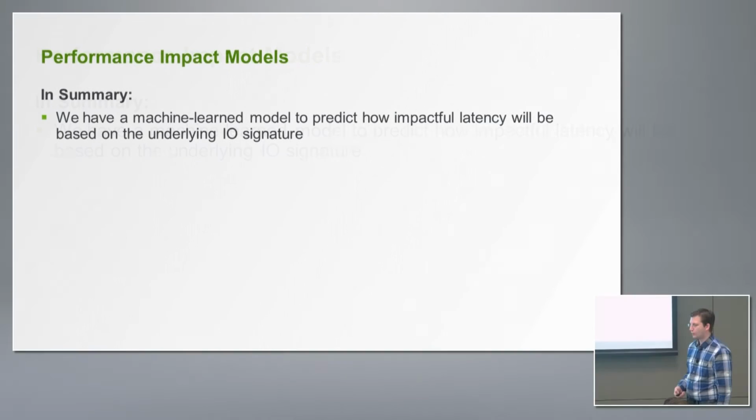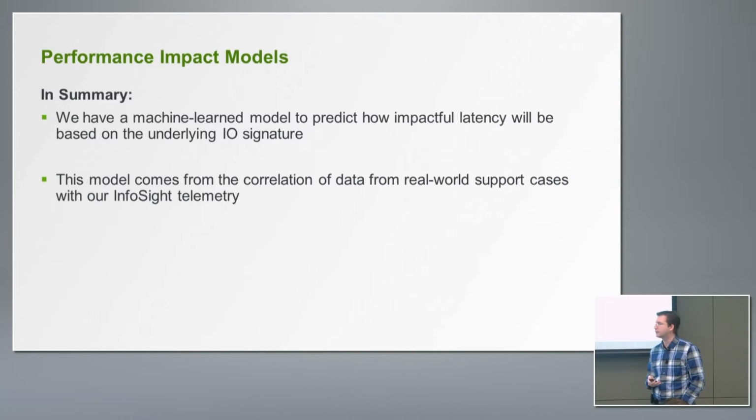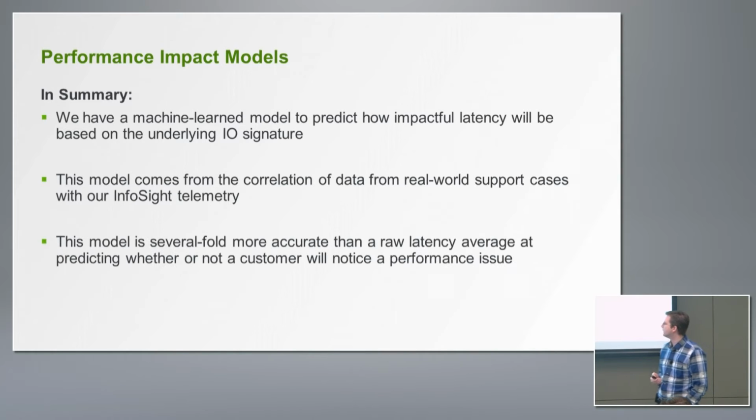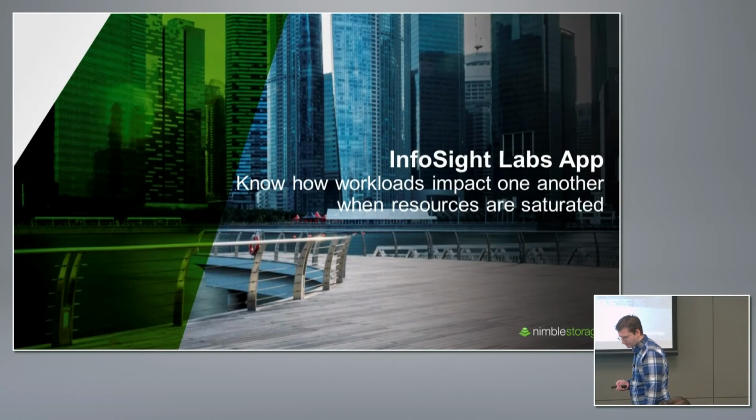So in summary, we have a machine learned model that we've trained to predict how impactful latency is going to be based on the underlying I/O signatures. The model comes from the correlation of real-world support cases with InfoSight telemetry. And we've seen in our testing that this model is several-fold more accurate at predicting whether a customer is going to perceive a performance issue than an actual raw latency average.